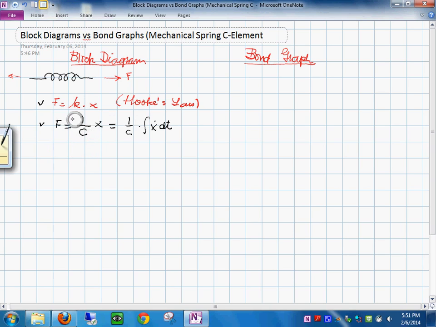Because most people are comfortable with this form, I'll just use that one to say that in this stiffness form, F is equal to K times the integral of x dot dt. Very good. This obviously is an integral form, so let's just write it here.